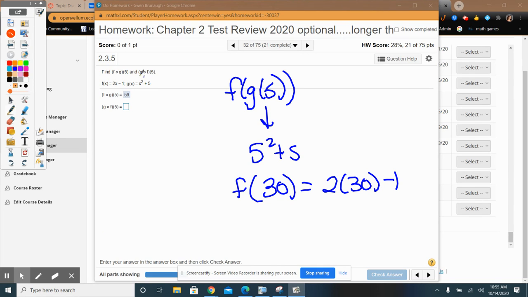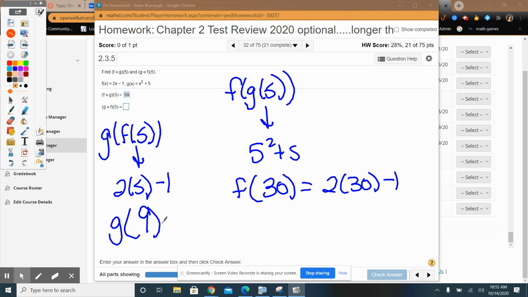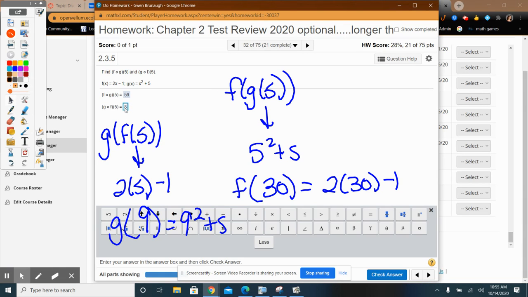g of f would be the opposite way. So I'm going to do f of 5 first, which is 2 times 5 minus 1. 10 minus 1 is 9. And now my problem is g of 9. That's 9 squared plus 5, which is 81, plus 5, which is 86.